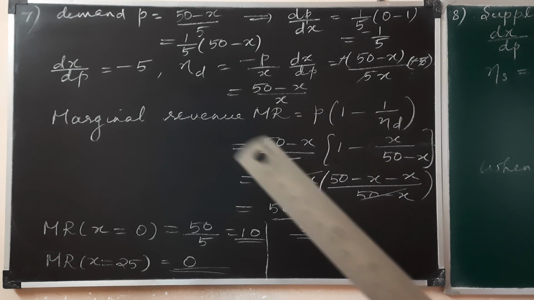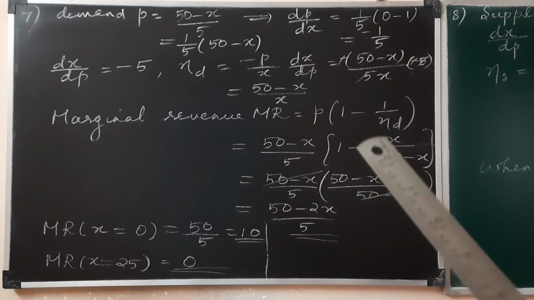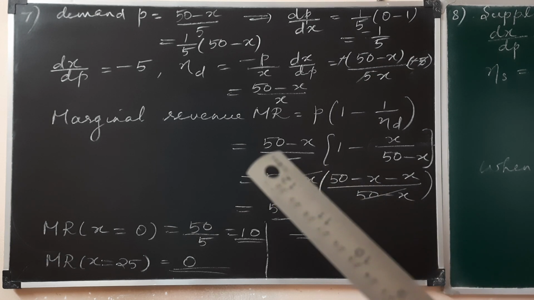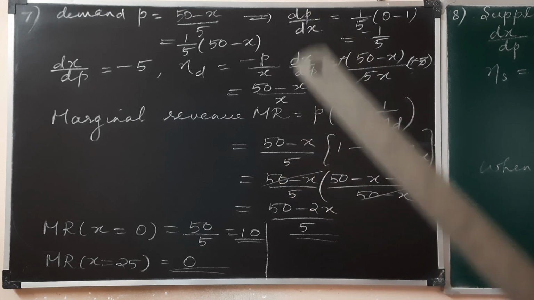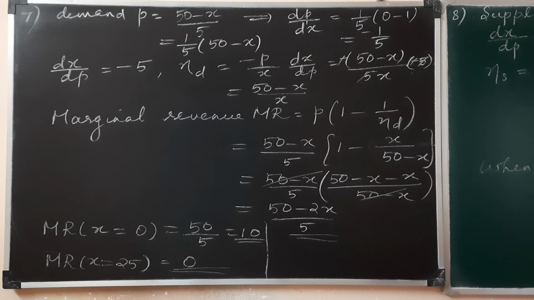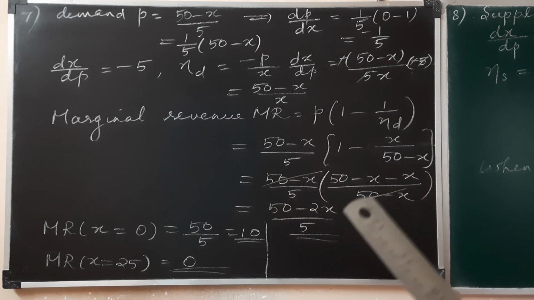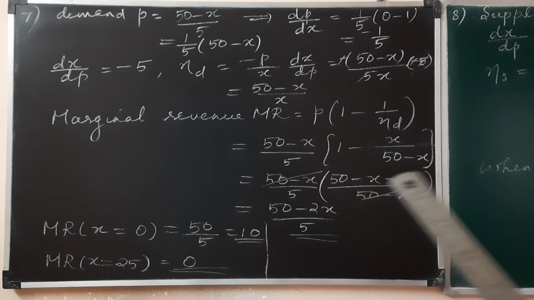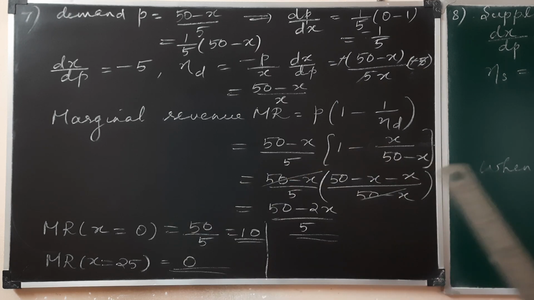Now marginal revenue MR is equal to P into (1 minus 1 by nu d). This is the relationship connecting marginal revenue and elasticity of demand. So if you substitute in this formula, it's (50 minus X) by 5 into (1 minus X by (50 minus X)), which means when you take the LCM 50 minus X, it will be 50 minus X minus X. That is 50 minus 2X, and this 50 minus X can be cancelled. So it is (50 minus 2X) by 5.